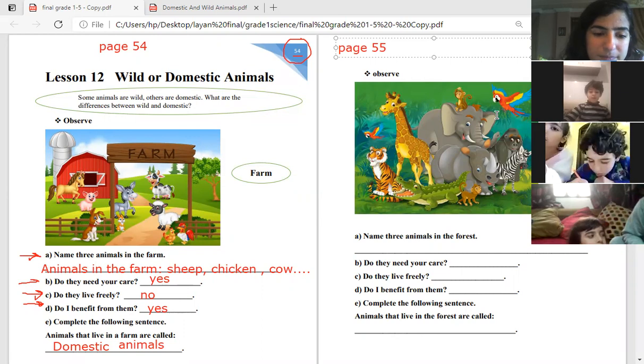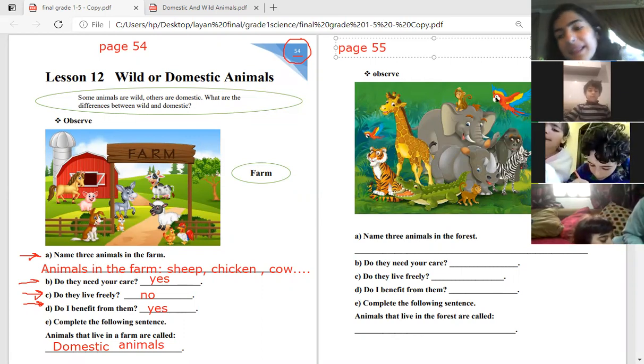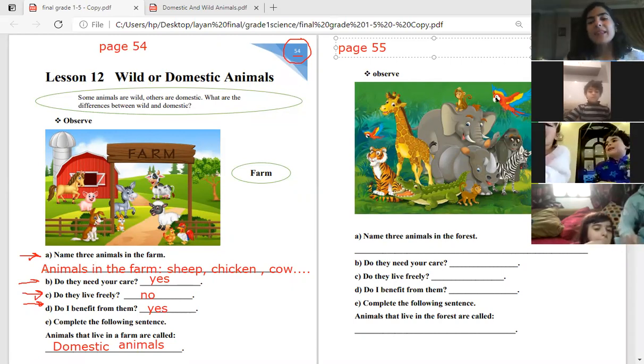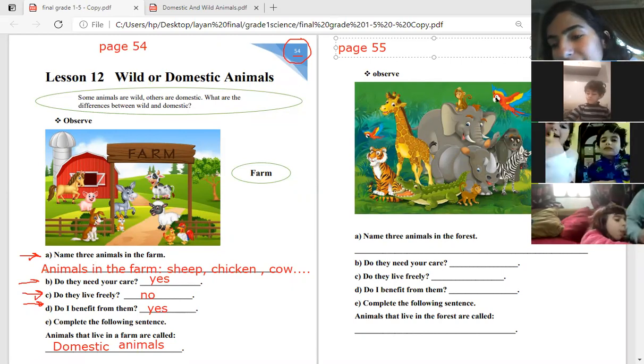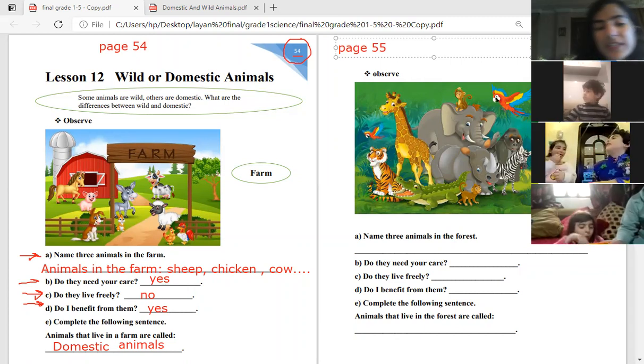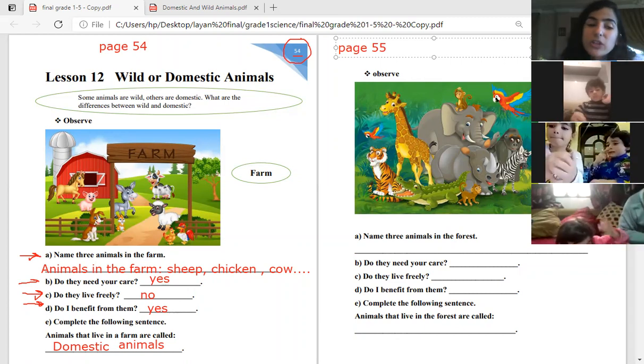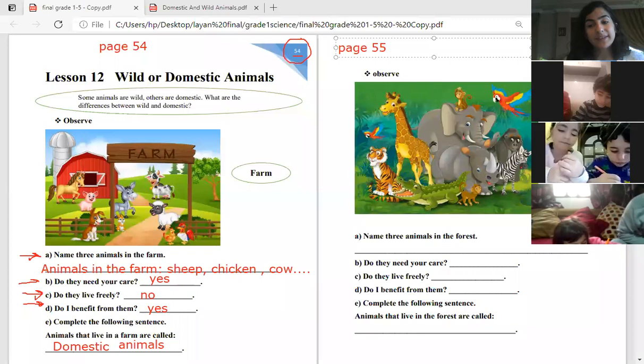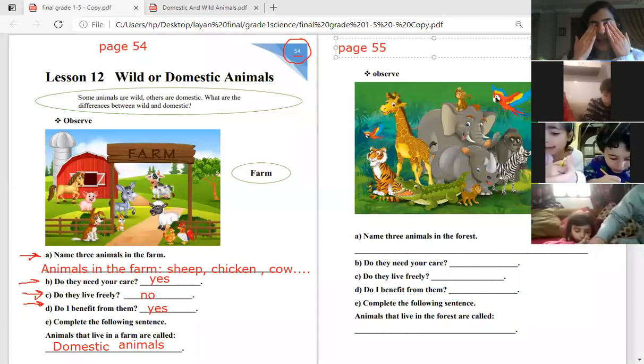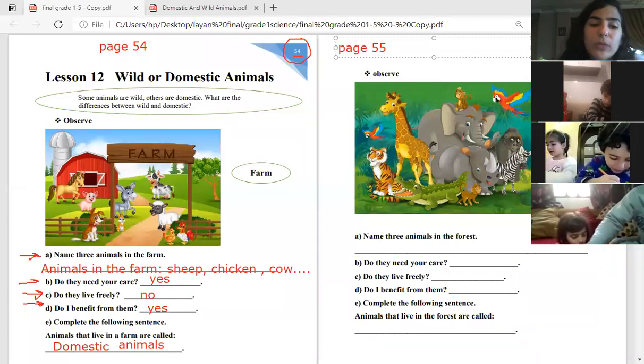Help us, dog. The dog helped me, yes. The dog guards the house. It can also help the blind people. Do you know that? Blind means that cannot see. It can help him to walk.